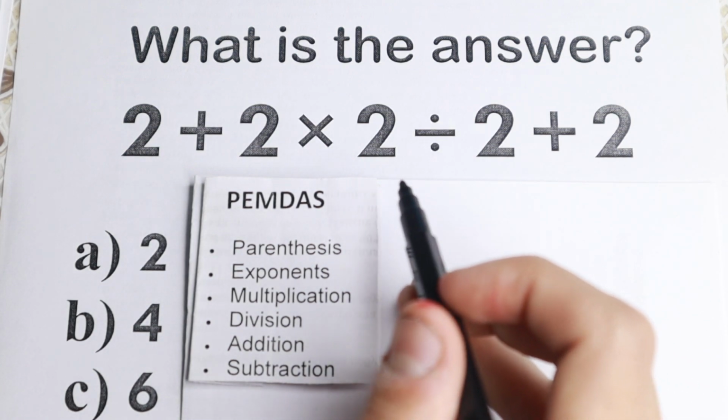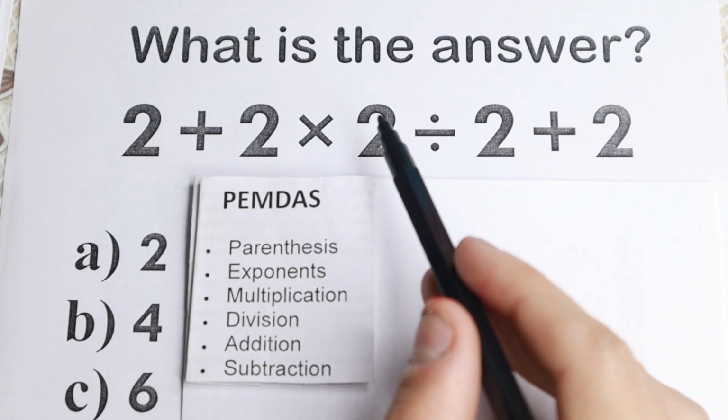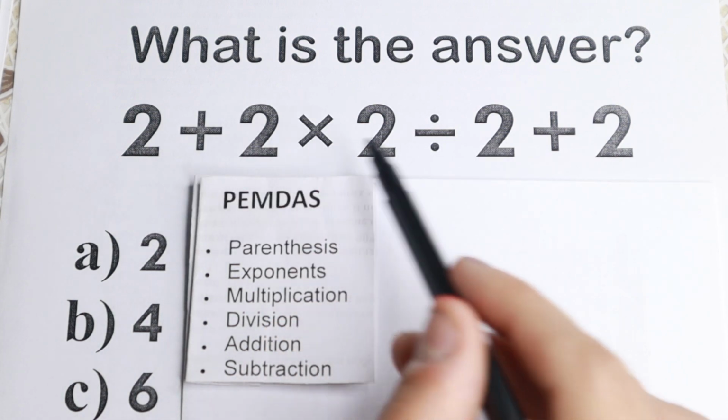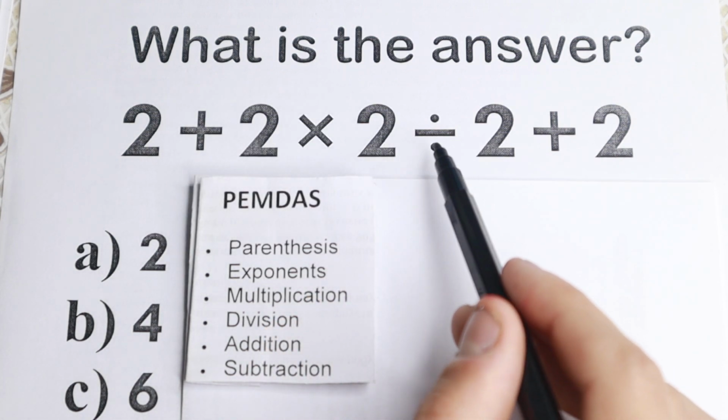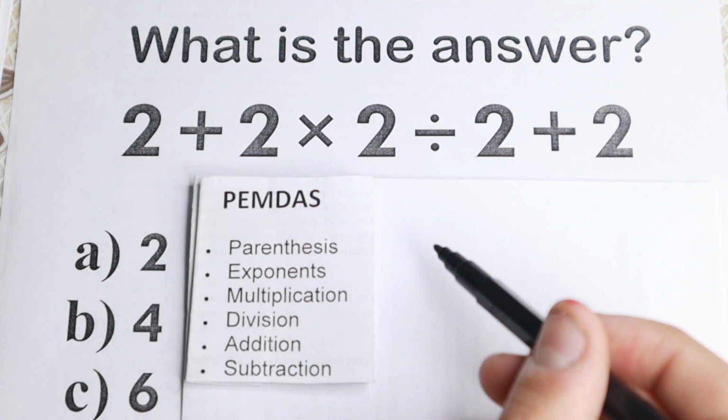First of all, we need to look for parentheses. Do we have parentheses right here? No, I don't have any parentheses. I don't see any of those. We have only twos, multiplication, addition, and division. So we just skip this part. We don't have parentheses, which is really great.